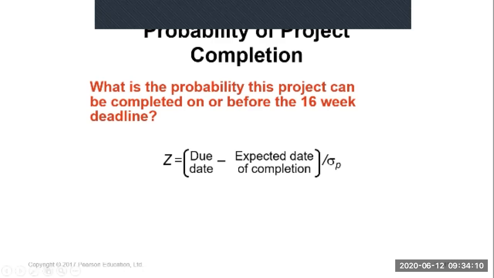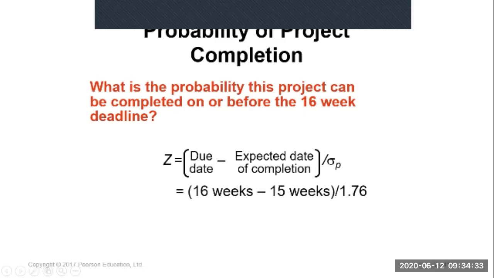Divide by the project standard deviation. That's why previously we needed to calculate the project variance and the project standard deviation. So the due date is 16 weeks. What week do we want to look at?